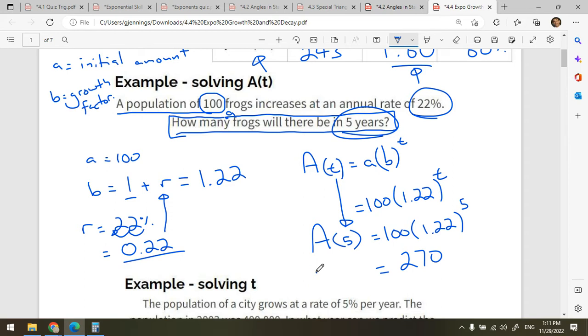Okay. Oh, and then we finish this question by saying, therefore, there will be 270 frogs after 5 years.